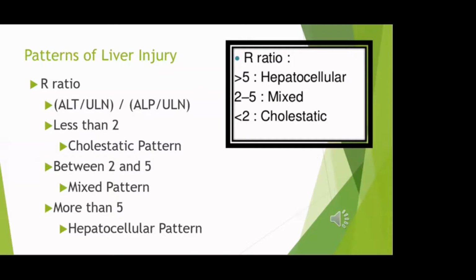So the pattern of injury can be determined using the R ratio. This is derived from the patient's ALT over the upper limit of normal for ALT, divided by ALP over the upper limit of normal for ALP, or alk-phos. So an R ratio that is less than 2 presents with a cholestatic pattern. Between 2 to 5 corresponds to a mixed pattern, and more than 5, a hepatocellular pattern. So I find myself using this R ratio very often.